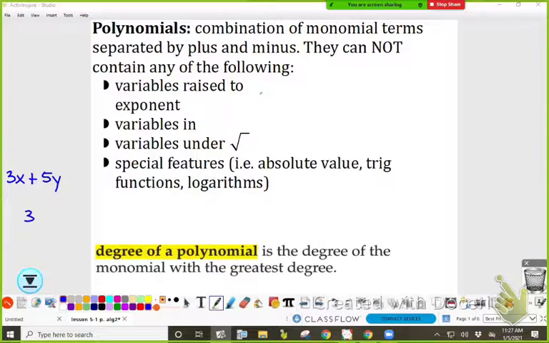So, if it's a polynomial, they cannot contain any of the following items. The first thing is you cannot have variables raised to a negative or fractional exponent. Fill this in on your notes. If you don't have your note packet, get out a piece of paper and write this down. Variables raised to a negative or fractional exponent. A polynomial cannot have a negative or fractional exponent.